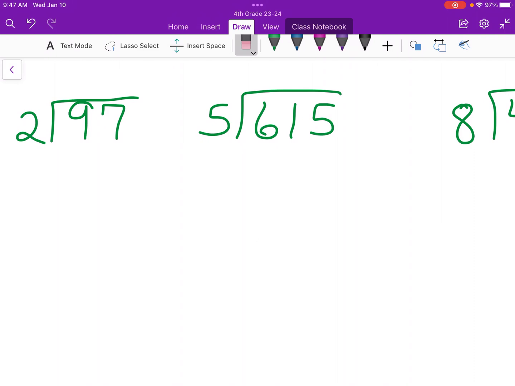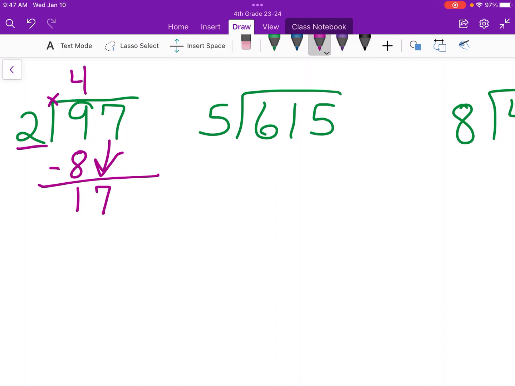Okay. First step, we take 9 divided by 2. 2 can go into 9 4 times. Next step is to multiply 4 times 2. 4 times 2 is 8. Then we subtract. 9 minus 8 is 1. We check to make sure that it is smaller than our divisor, which it is. So then we look to see if we have anything to bring down, and we do. So we'll bring down the 7, and we'll start the process all over again.